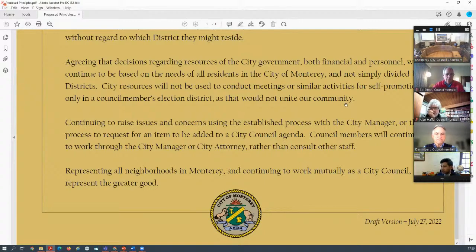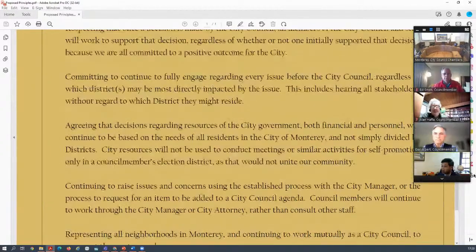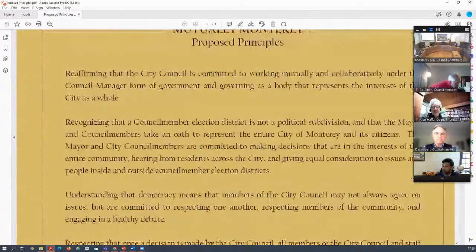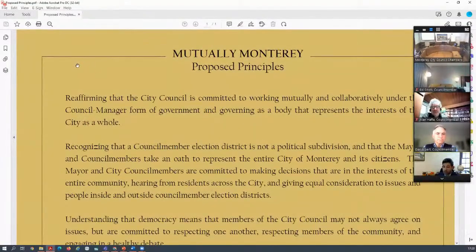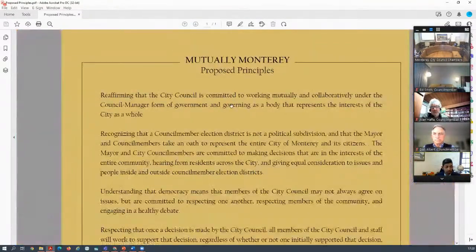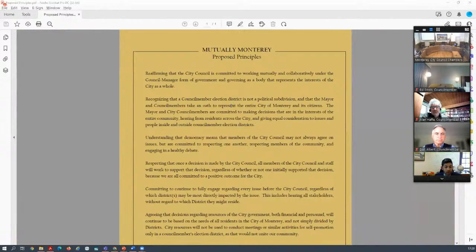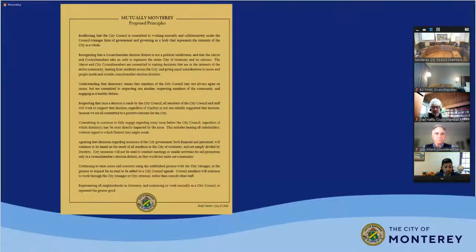So what we've done is drafted this and put it into a one-page document with these proposed principles that council may choose to consider, whether that's looking at that today or perhaps in the future.